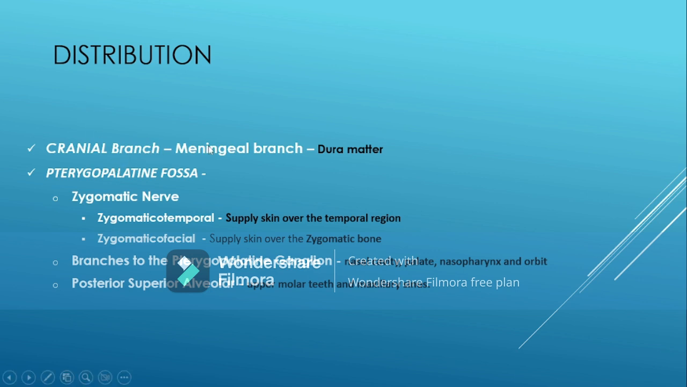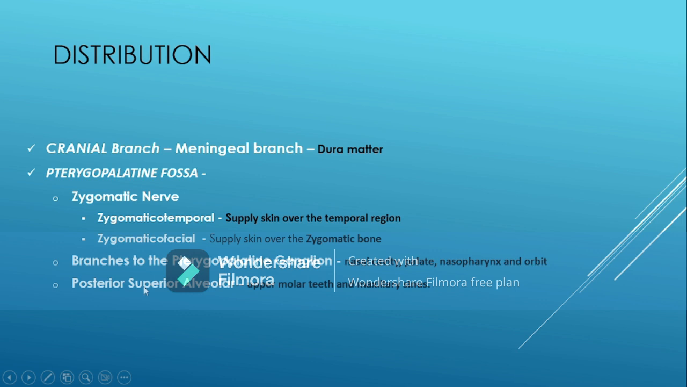So the meningeal branch will supply the dura mater, then the zygomatic nerve or zygomaticotemporal nerve which will supply the temporal region, zygomaticofacial will supply the zygomatic bone. Now going ahead with the pterygopalatine ganglion, the pterygopalatine branches to the pterygopalatine ganglion, this supplies, in order, the orbit, nasopharynx, nasal cavity, and the palate.